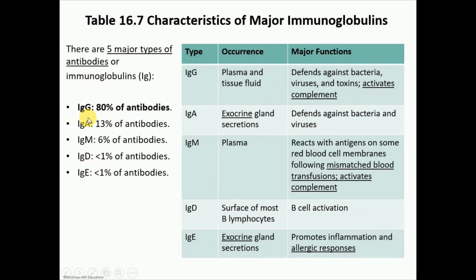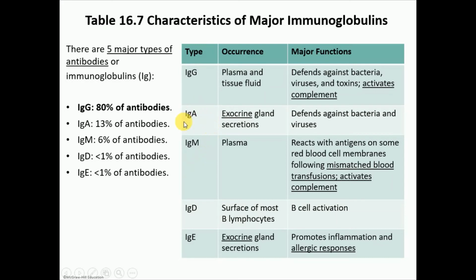So the majority of the immunoglobulins we have are immunoglobulin G. About 80% of our antibodies are immunoglobulin G. You'll find them in your plasma and in tissue fluid. Immunoglobulin G is one of the immunoglobulins that can activate complement. So complement, again, is your very aggressive kind of immune system. Once you activate the complement system, your immune system is now on steroids. There are only 2 immunoglobulins that have the ability to activate complement, and that's immunoglobulin G and immunoglobulin M.